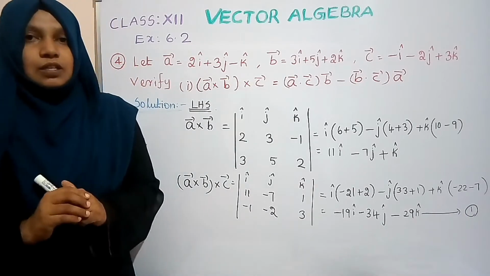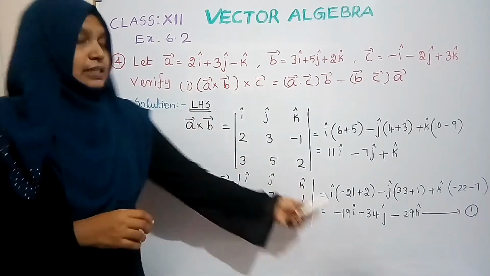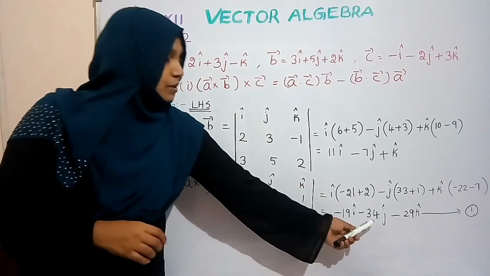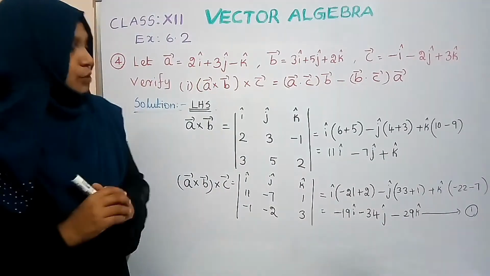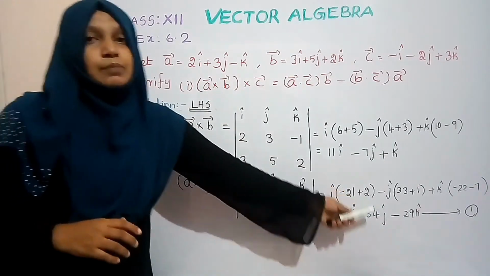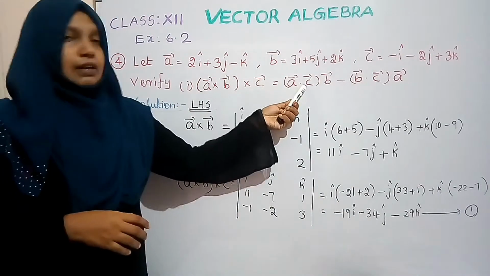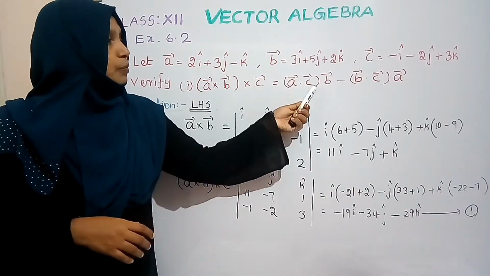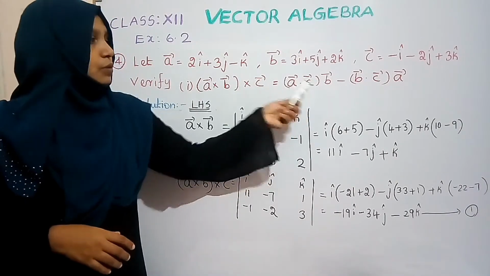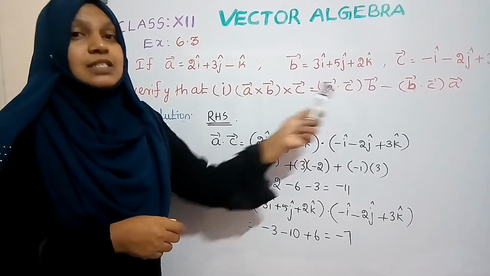So using the cross product determinant method, we got the answer of LHS as minus 19 i cap, minus 34 j cap, minus 29 k cap. This is the answer of the left side. We can mark it as 1. After that we should calculate our right side using the dot product. Let's see how to calculate the right side. First you should calculate A vector dot C vector.